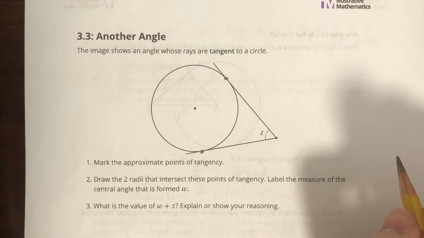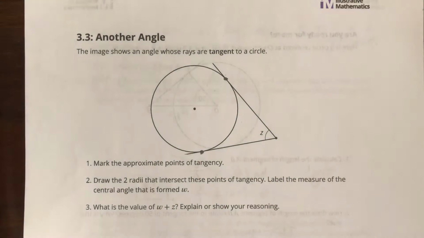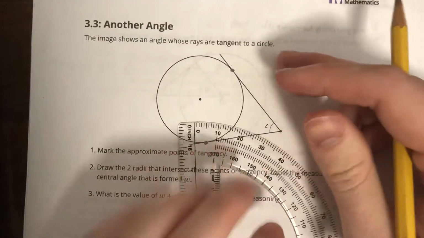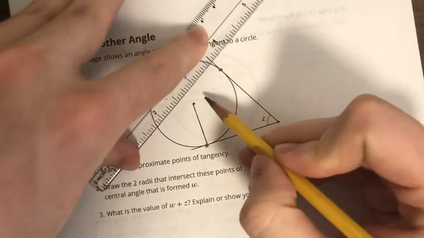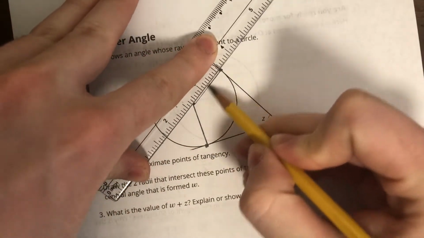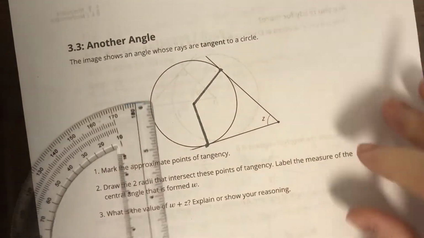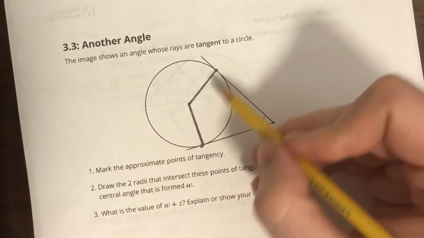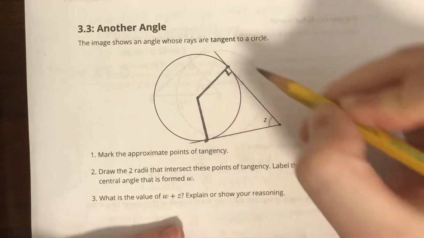Yeah, mark the two, or draw the two radii that intersect these points of tangency. Where did I put that? Straight edge. All right. Oh, there it is. Okay. So we're just connecting the dots. Okay. So if this is a radius intersecting with a tangent line, then we know that these two angles have got to be right angles.